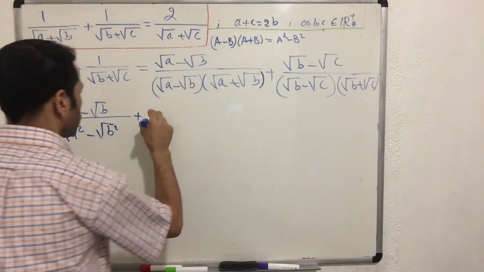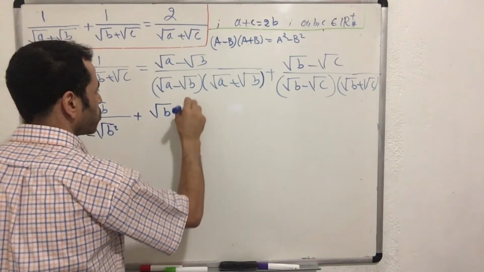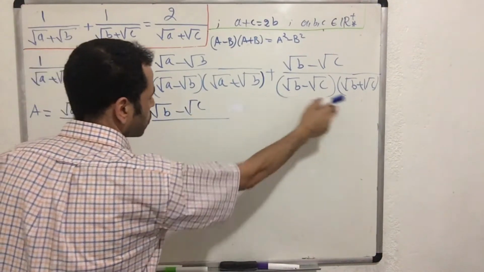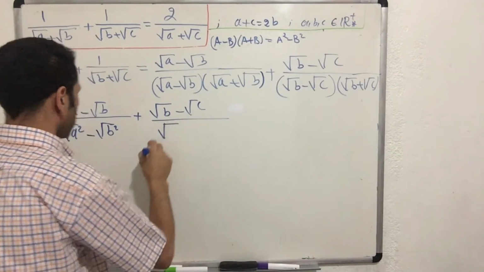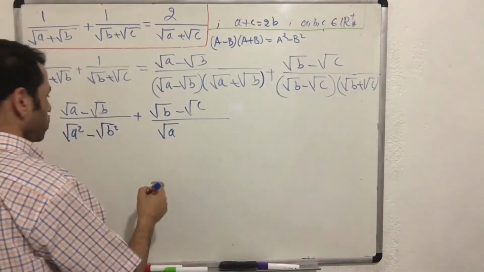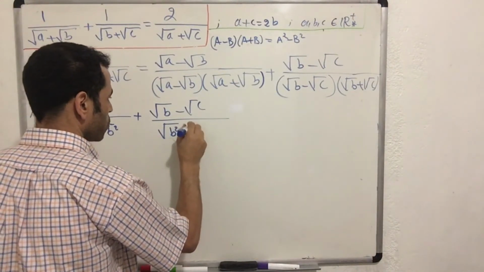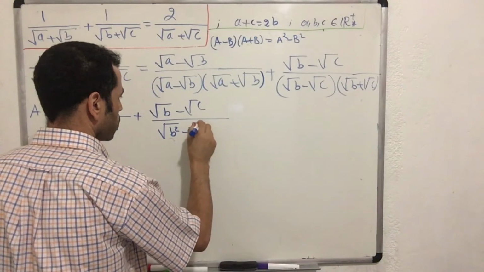Same thing with the second term, square root of b minus square root of c over this one. Calculating it in the same way, it gives you square root of b squared minus square root of c squared.